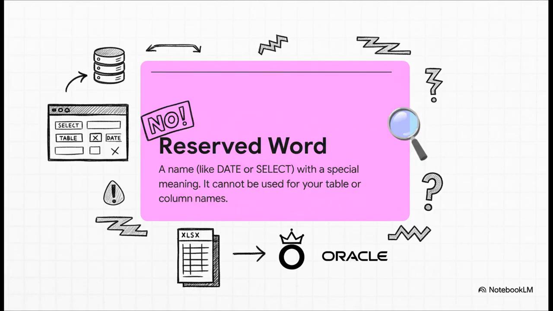So the whole problem boils down to something called a reserved word. See, these are words that have a special meaning in the SQL language itself. Words like table, select, or in our case, the word date. You just can't use these for your own column or table names because, well, the database gets confused.